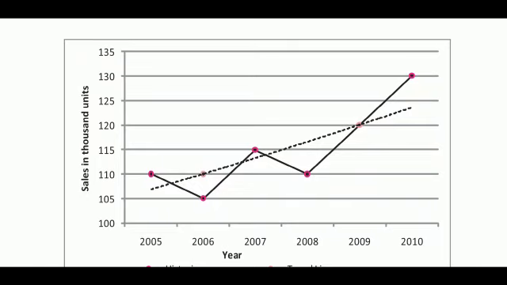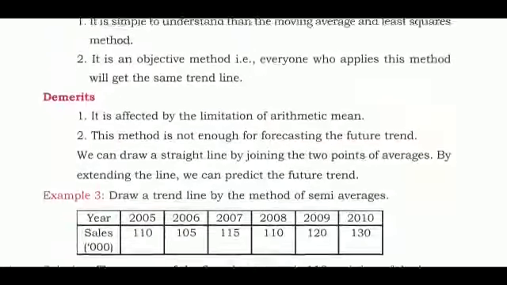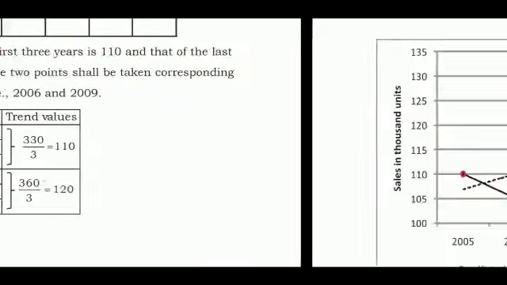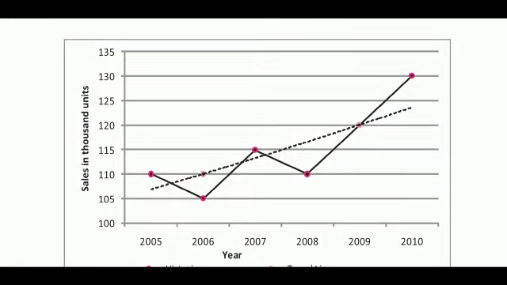You write all the values, draw the graph the same as you have done for the graphical method, 2005 all the values, and then you plot those semi-averages. For the first group you got it as 110, and the next one you got it as how much? You got it as 120. So that you will be marking here with red, and those 2 points you will be joining as a trend line.